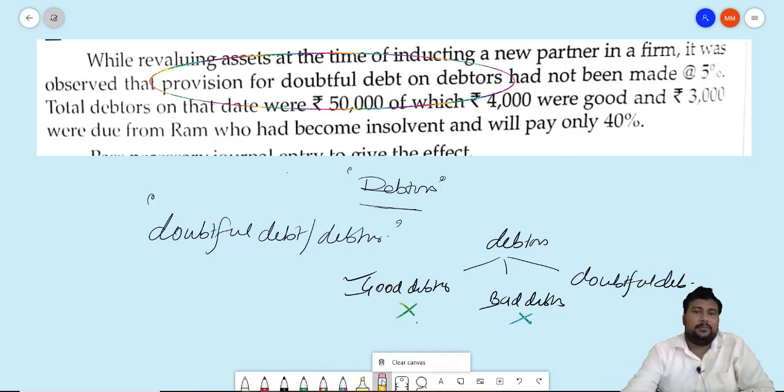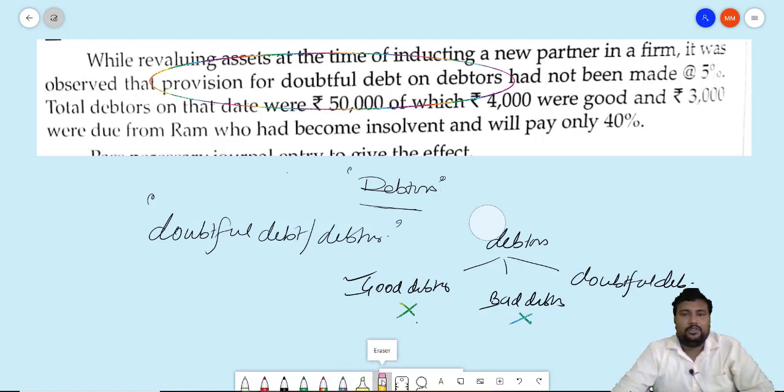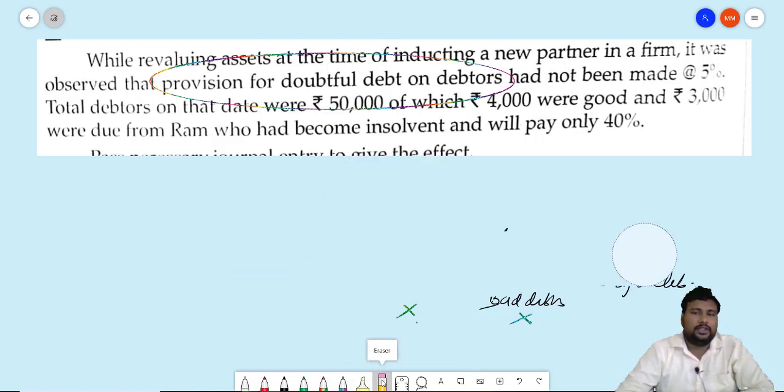Before that, give me some time to clear this particular area where I can solve this question. Just a minute. Chalo ji.